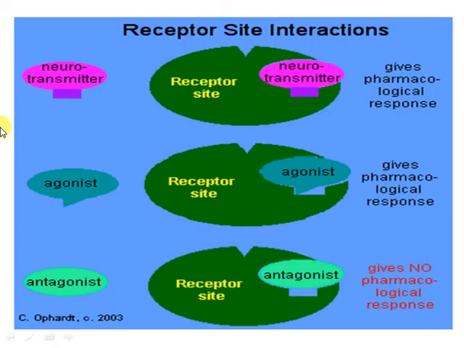Just to explain this, let's consider that we have a receptor site, and this is the site at which your ligand will bind, right? We are considering nerve impulse conduction. In order for a nerve impulse to be conducted, you can see here we have a neurotransmitter. This neurotransmitter is the biological molecule, the ligand which is normally present when you are in a healthy state. It comes and binds with this receptor site. You can see that this neurotransmitter has a perfect shape to bind with the receptor here, right? It binds with the receptor and gives the pharmacological response.